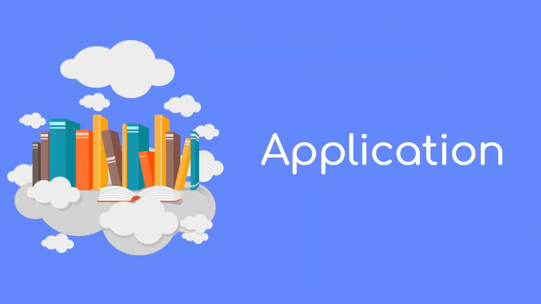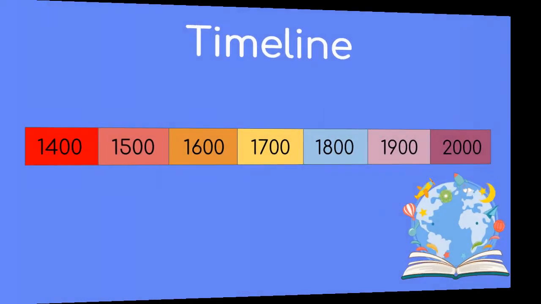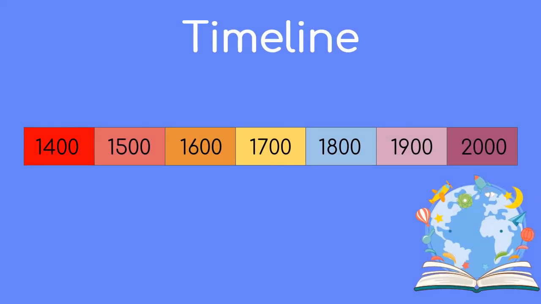Now it's time to show what you've learned. The read-alouds you have been hearing are based on real events from a very long time ago. This is a timeline. A timeline shows dates with a certain period of time that mark important events. The numbers in each box are calendar dates. This timeline starts with the year 1400 because Columbus sailed to North America in the 1400s.